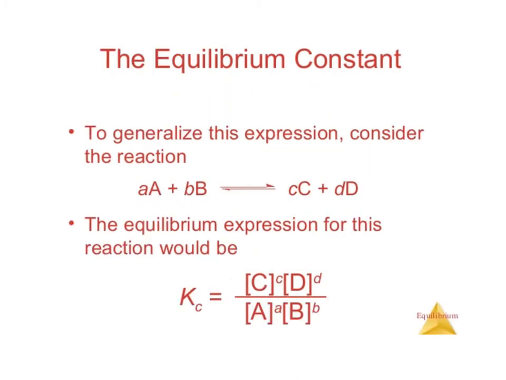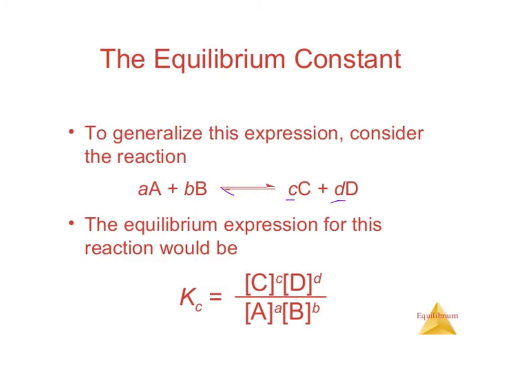So to generalize how to write an equilibrium constant for a system, look at this system. The little letters are coefficients. The larger letters represent molecules or atoms. And if we wanted to write the equilibrium constant for this forward and reverse reaction, this is a reverse one down here, we would take each product and raise it to the power of its coefficient.